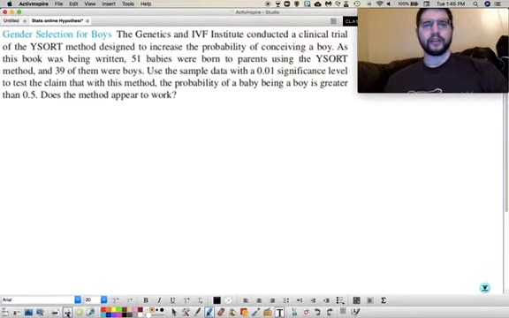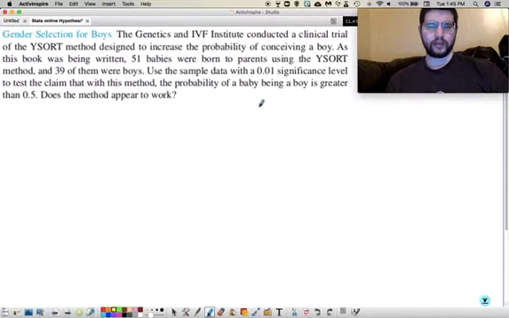Gender selection for boys. The Genetics and In Vitro Fertilization Institute conducted a clinical trial of Y-sort method designed to increase the probability of conceiving a boy. As this book was written, 51 babies were born to parents using the Y-sort method, 39 were boys. Use the sample data with a 0.01 significance level to test the claim that with this method, the probability of a baby boy is greater than 0.5. Does the method appear to work? Okay, so start off, we're going to write down our info, and hey, here's the claim.